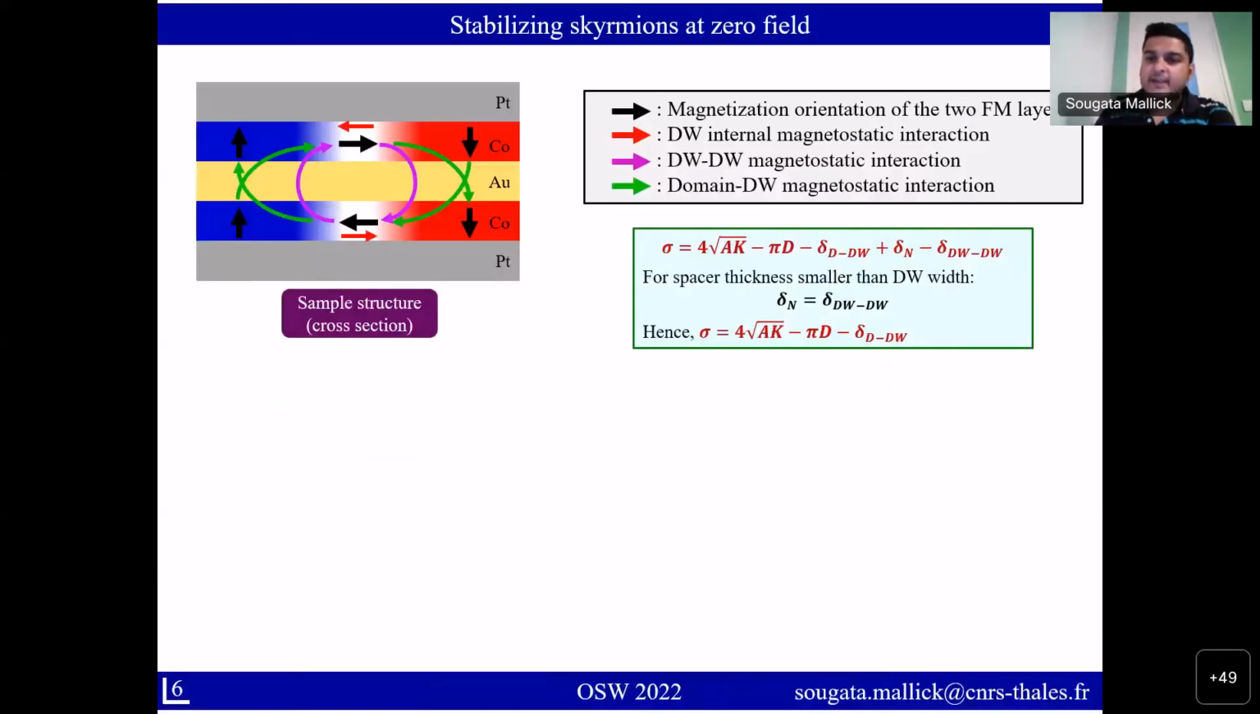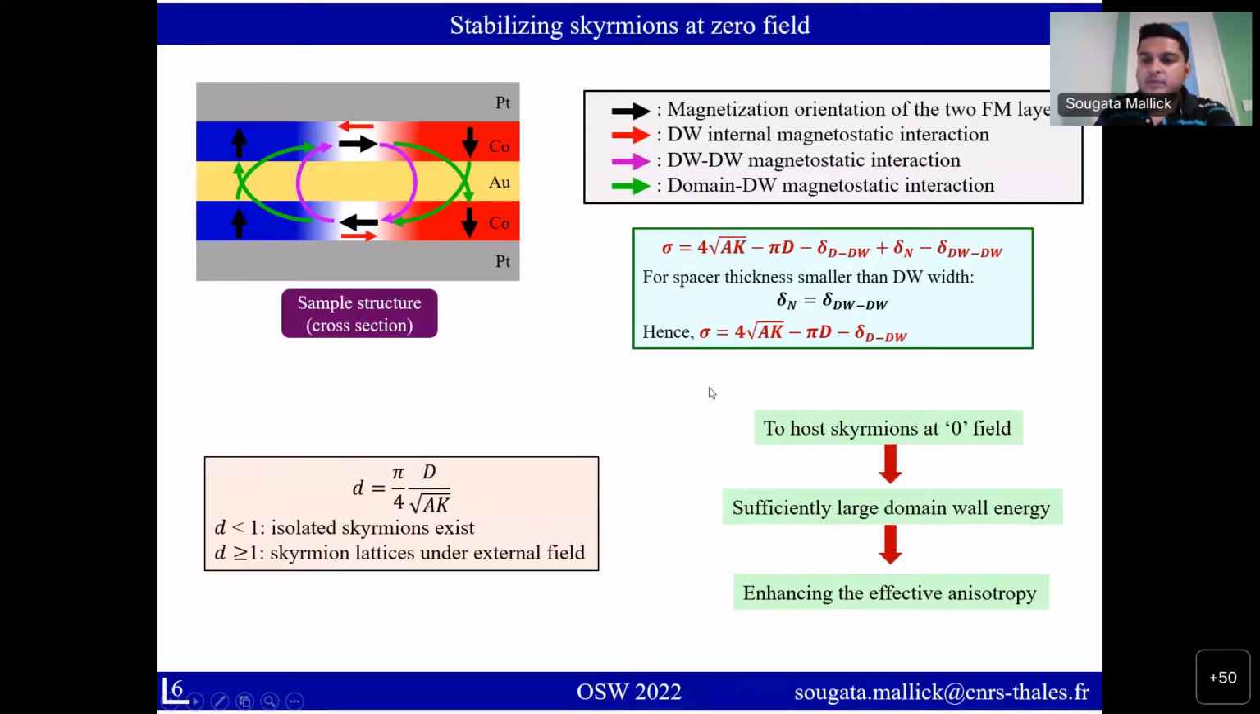Now, in a ferromagnetic bilayer, here you see the cross section of the sample structure. So two cobalt layers are separated by a gold layer, and on each side I have a heavy metal, platinum. In such a system, the cobalt layers will be dipolarly coupled, and that is why, in addition to the first term with exchange and anisotropy, and the second term, DMI, you will have another additional degree of freedom, which comes from the domain to domain wall interaction, and basically the dipolar coupling in the system.